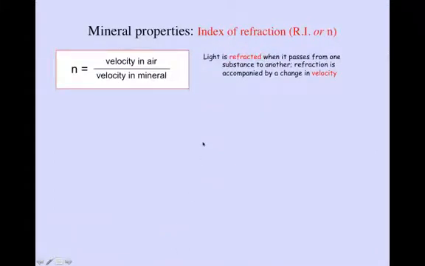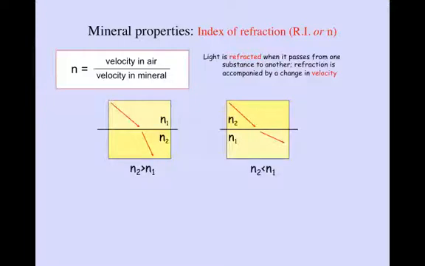That value of N is calculated from the velocity of the light in air divided by the velocity of the light in the mineral. And if the refractive indices are different, the more different they are, the more refraction you're going to get of that light as it passes through that boundary.